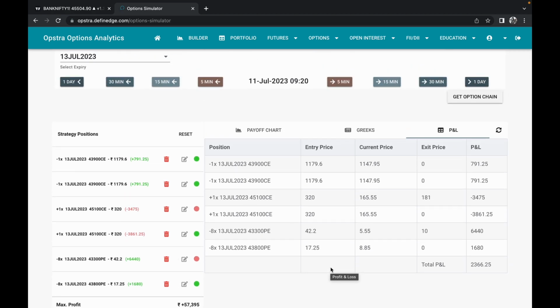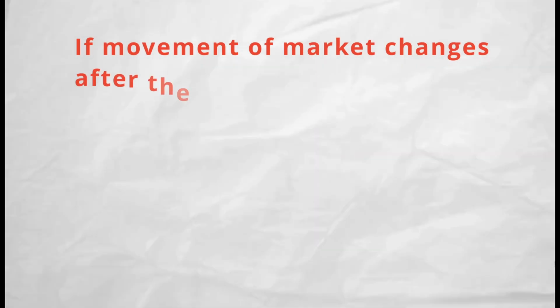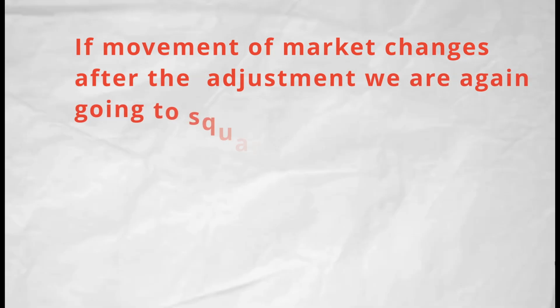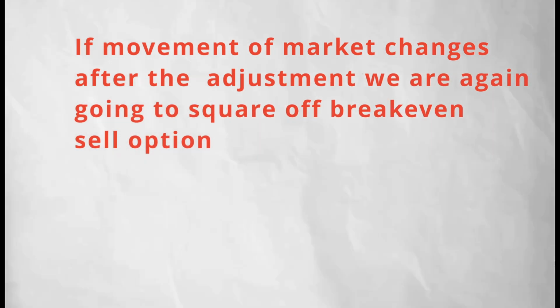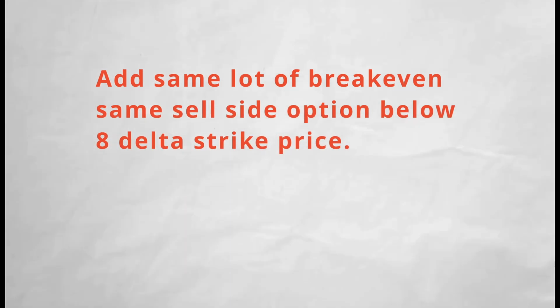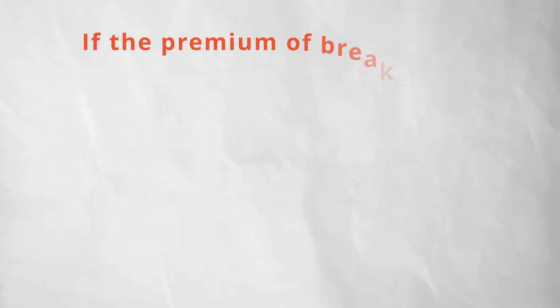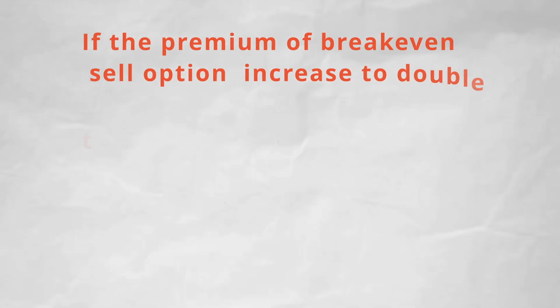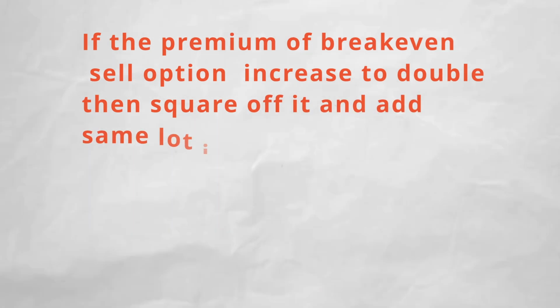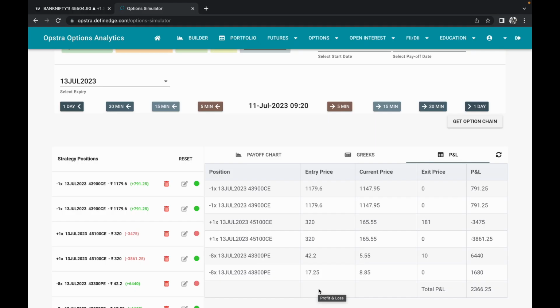And in this case, we have a second rule. According to our second rule, if the movement of the market changes after the adjustment, we are going to square off the break even sell option and square off the call or put option which is not in line with the direction of the market, and restore the previous squared-off call or put option. Add the same lot of break even same sell side option below the 8 delta strike price. If the premium of the break even sell option increases to double, then square it off and add the same lot in the opposite sell option. We are going to do the same thing.